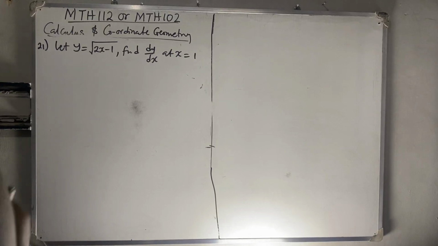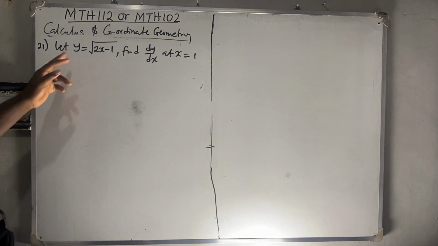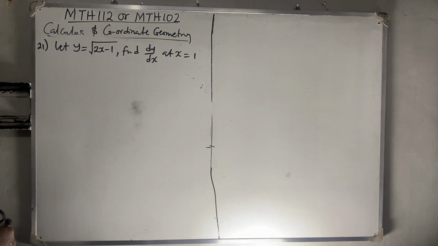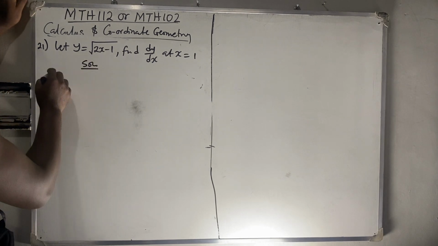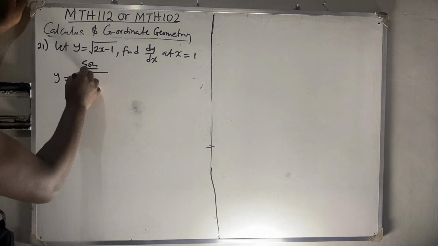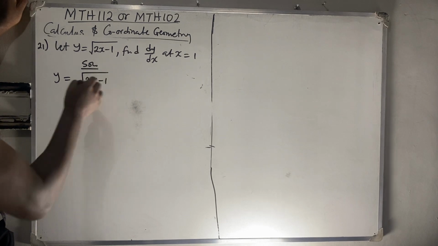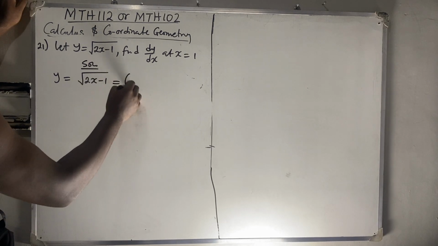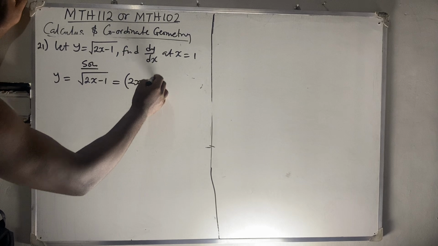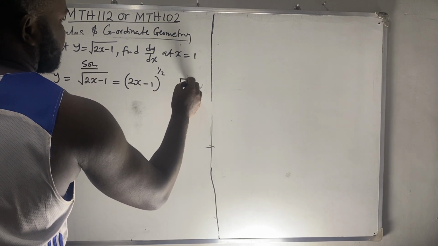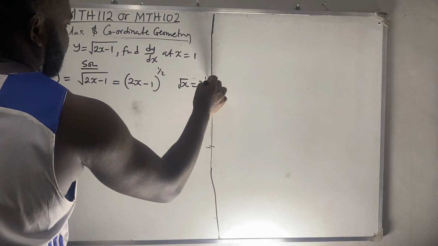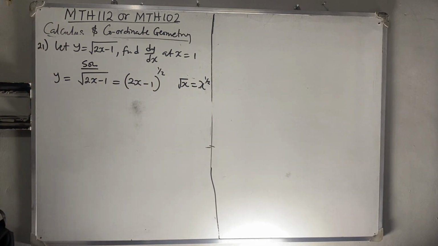All right, so to solve this simple question, we are asked to find dy/dx at x equal to 1 if y is equal to the square root of 2x minus 1. So this is a very simple question. Solution. We are given that y is equal to the square root of 2x minus 1, which is the same thing as saying (2x minus 1) raised to power 1/2. According to indices, the square root of x is the same thing as x raised to power 1/2. So that is why we are putting the 1/2.